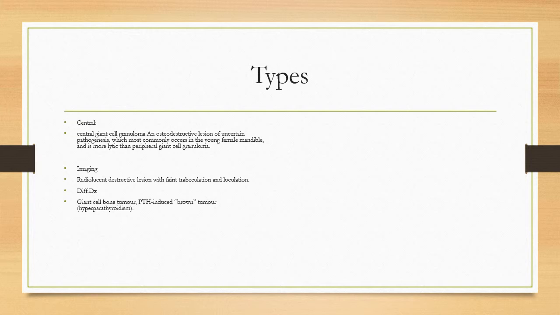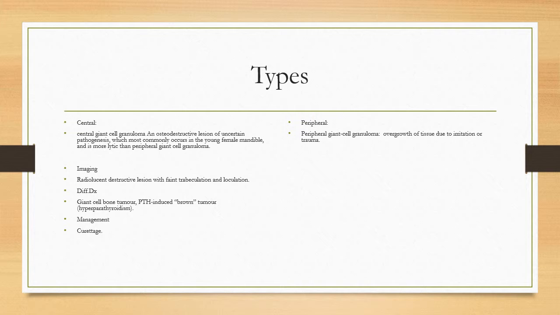What is the differential diagnosis? Giant cell bone tumor, brown tumor. What is the management? Curettage. What about the peripheral giant cell granuloma?